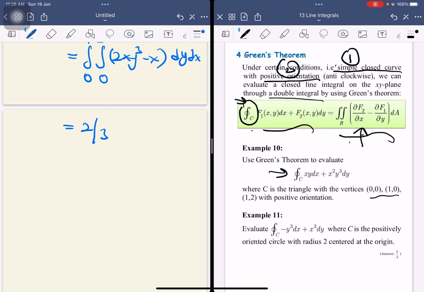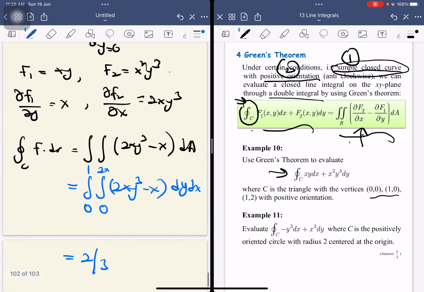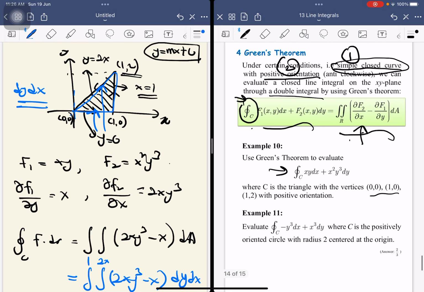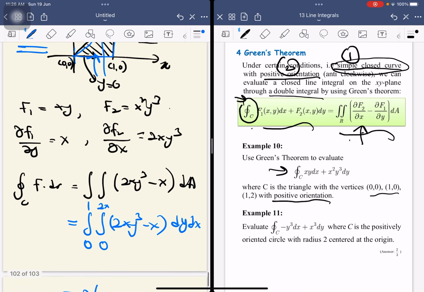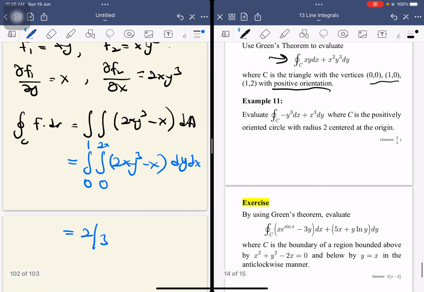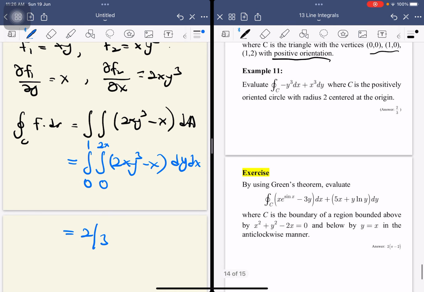It is a simple closed curve, so there is no crossing. It should be a simple curve like this. Based on the question, it is a positive orientation, so that's why we can solve it using Green's theorem. You can try to solve this example and this exercise as well. I did provide the final answer over here.